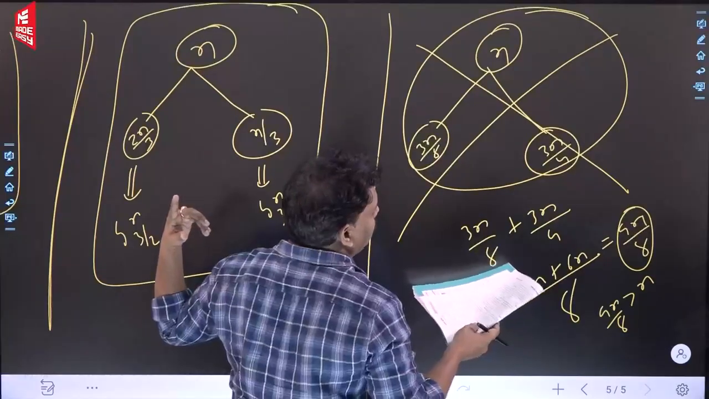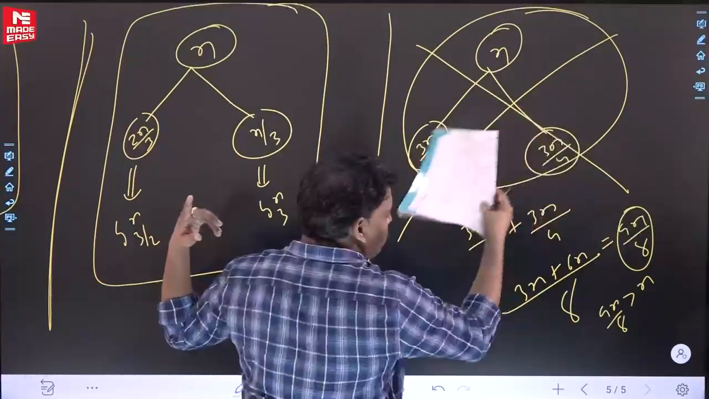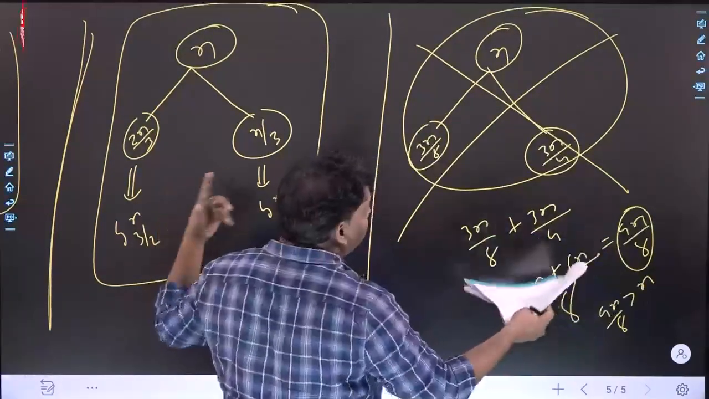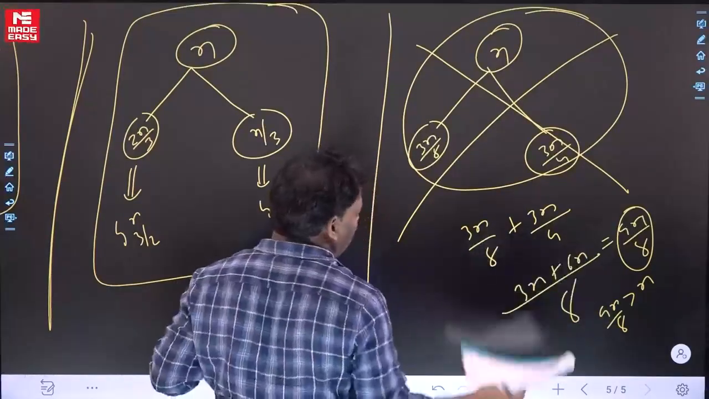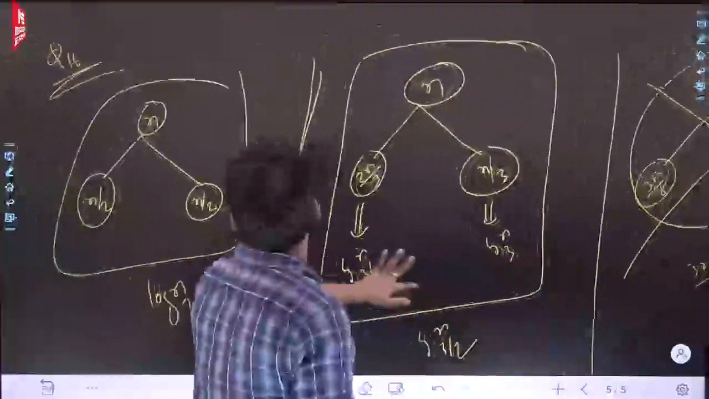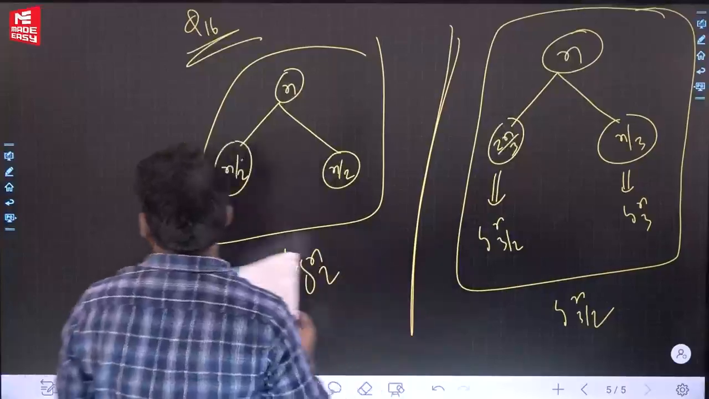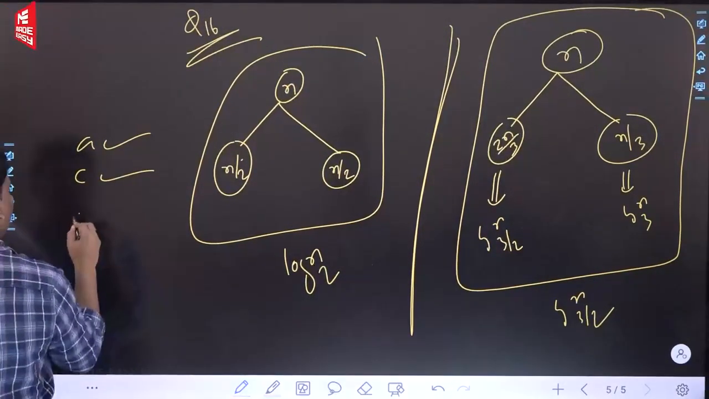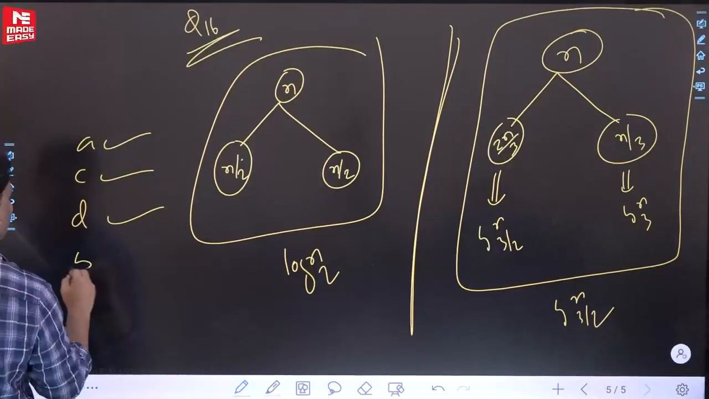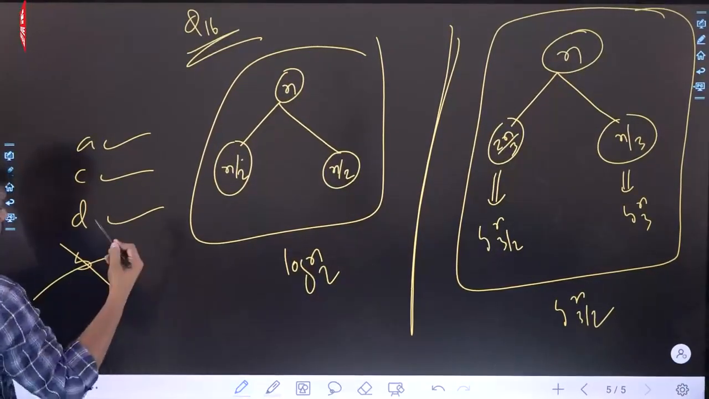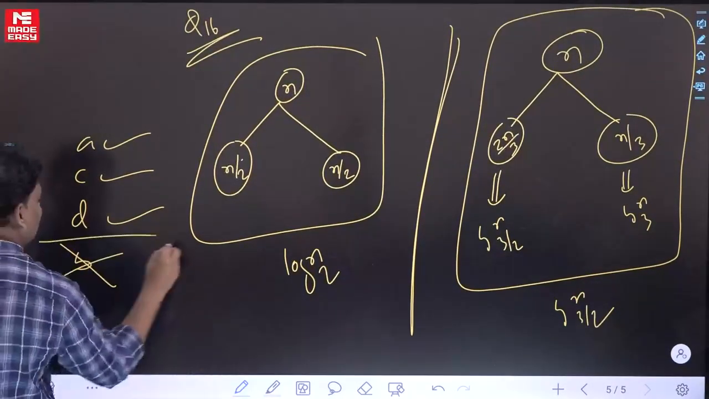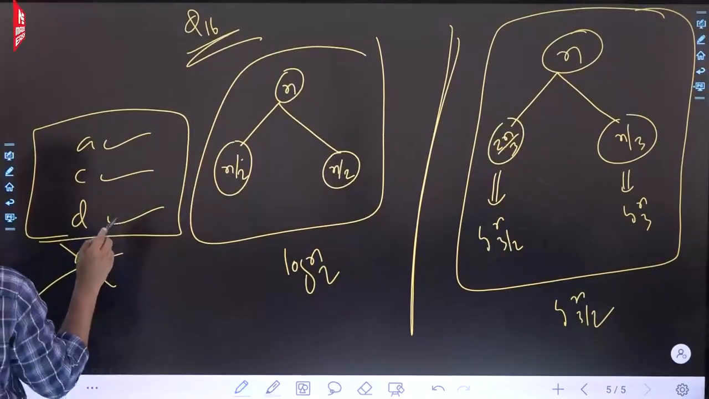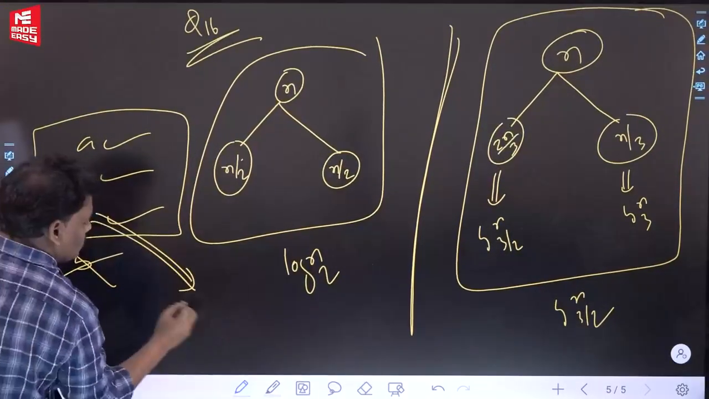The reason is, if you do that kind of division, the total sum is more than n. If more than n, only n nodes are there. How is more than n possible? So, can you help me now? For question number 16, which options are possible? A possible, C possible, D possible, B not possible. That kind of division is not possible. Now, whatever is possible among those, which is the larger one? I think D. So the final answer is D.